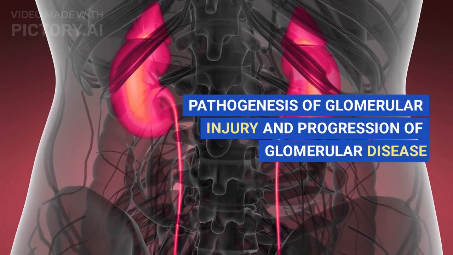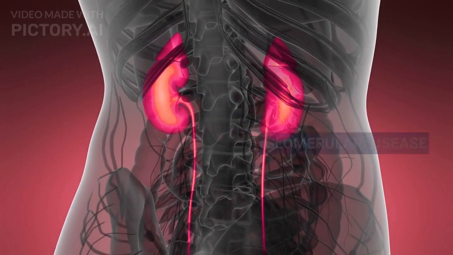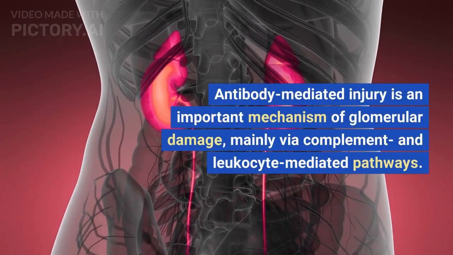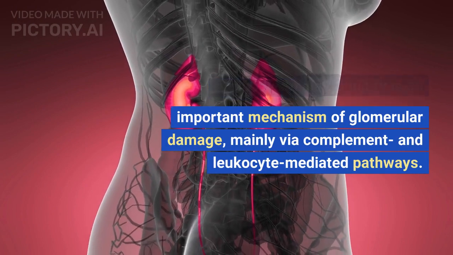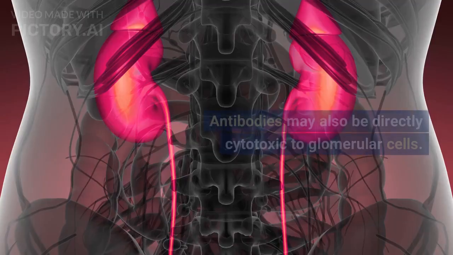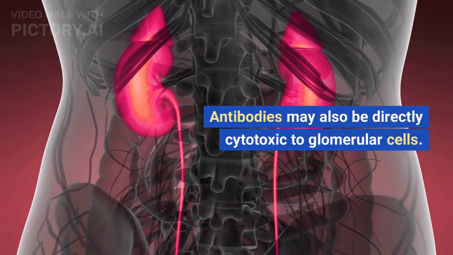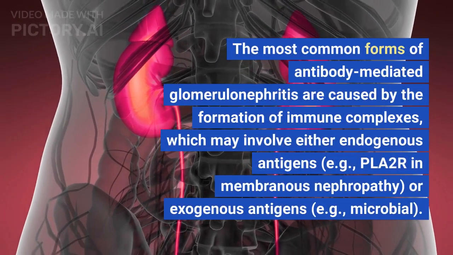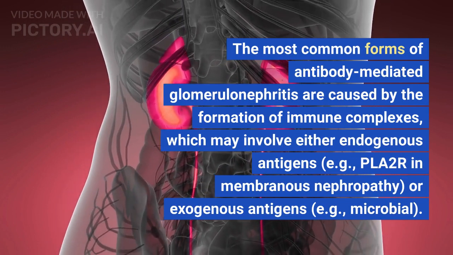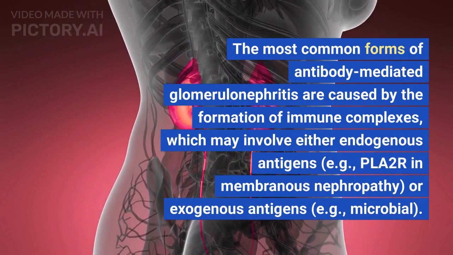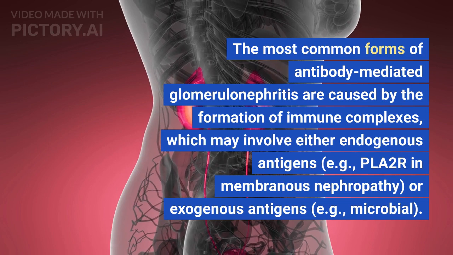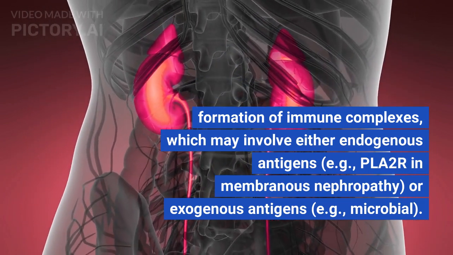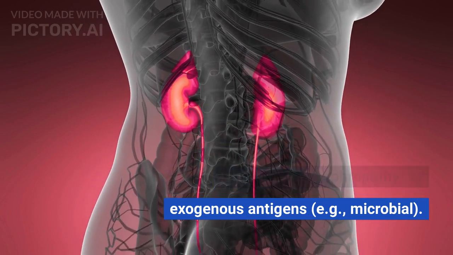Pathogenesis of glomerular injury and progression of glomerular disease. Antibody-mediated injury is an important mechanism of glomerular damage, mainly via complement and leukocyte-mediated pathways. Antibodies may also be directly cytotoxic to glomerular cells. The most common forms of antibody-mediated glomerulonephritis are caused by the formation of immune complexes, which may involve either endogenous antigens, e.g., PLA2R in membranous nephropathy, or exogenous antigens, e.g., microbial.